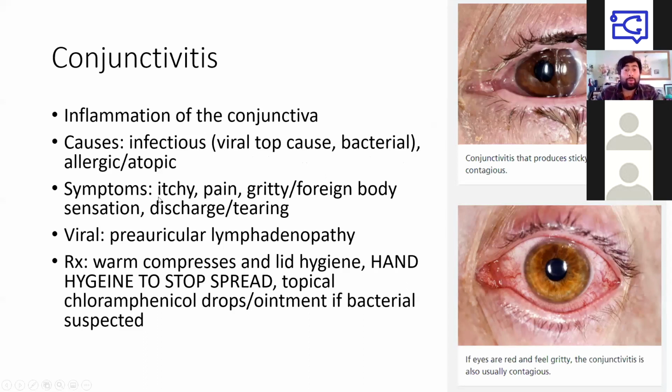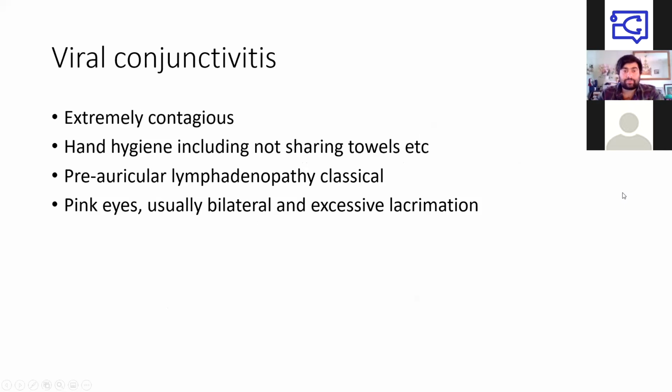The symptoms that are going to be reported are itchiness, pain, gritty or foreign body sensation, and discharge or tearing. That's called lacrimation. I'll talk about viral conjunctivitis in a moment. But the treatment is going to be warm compresses, lid hygiene, and hand hygiene to stop the spread because it's quite contagious. And sometimes you will see topical chloramphenicol drops or ointment given, especially if bacterial conjunctivitis is suspected.